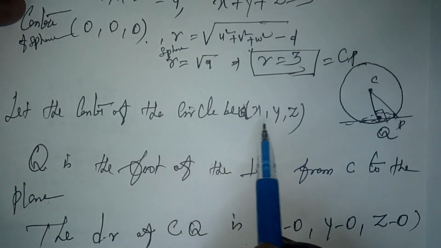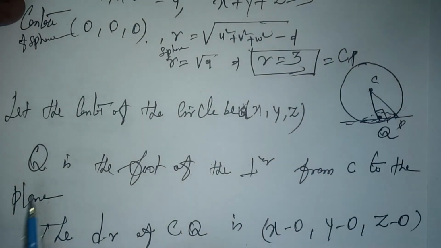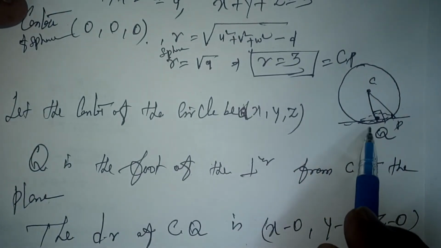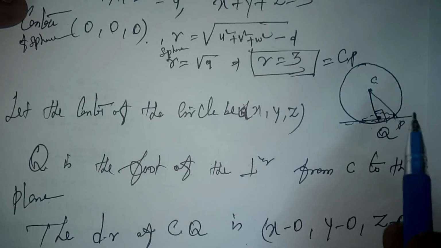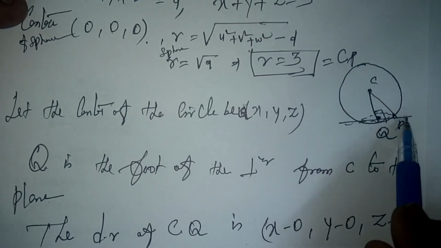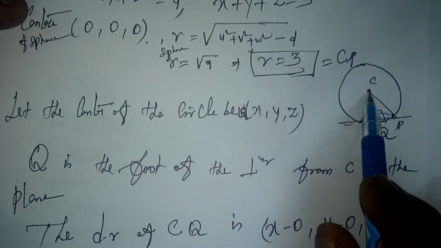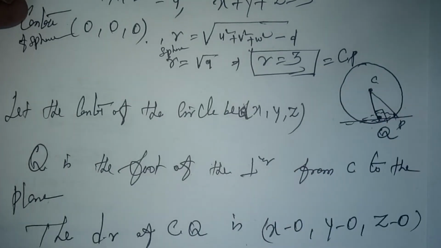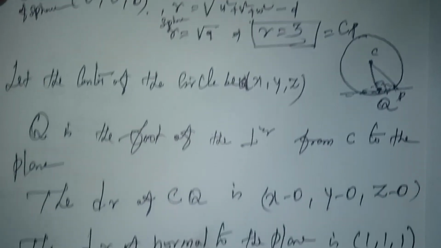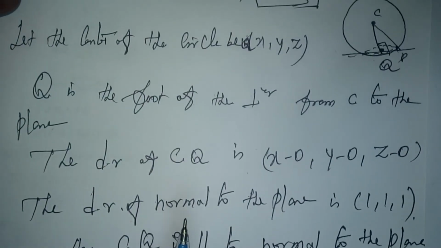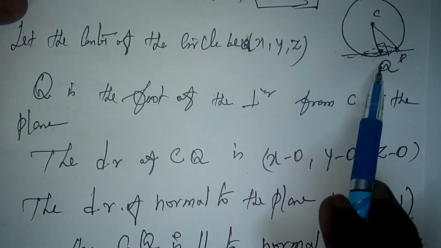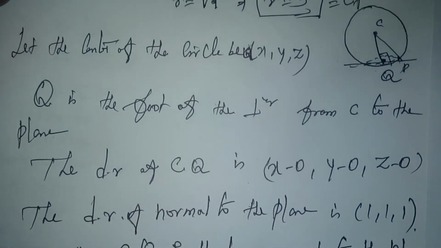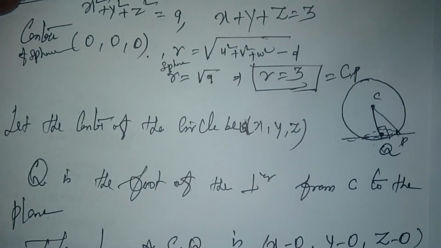Right, now Q is x comma y comma z. Now Q is the foot of the perpendicular. The point Q is the foot of the perpendicular from C to the plane. So this is the foot of the perpendicular from C to this plane, right? Now I am going to find the foot of the perpendicular, that is the coordinate of Q, right? So the direction ratio of CQ. What is the direction ratio of CQ?